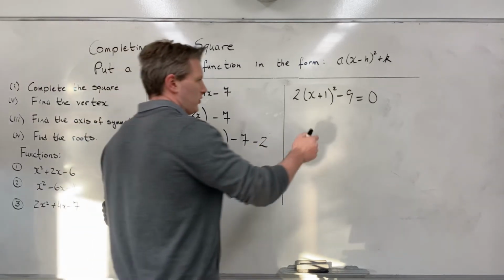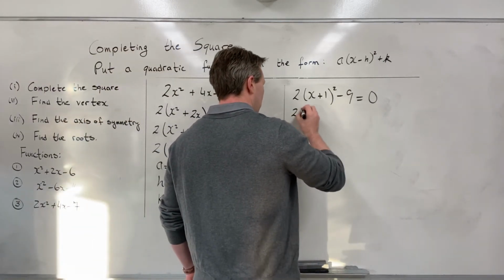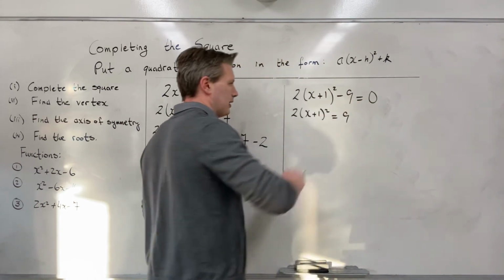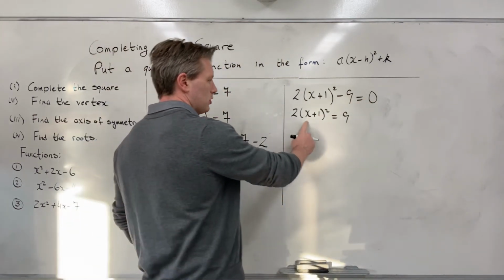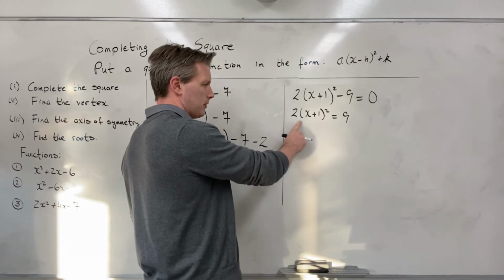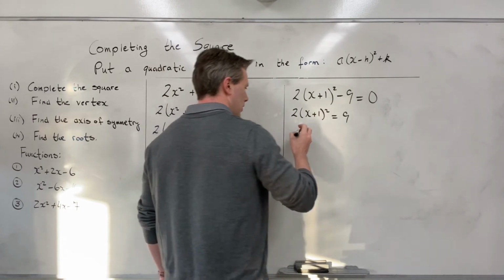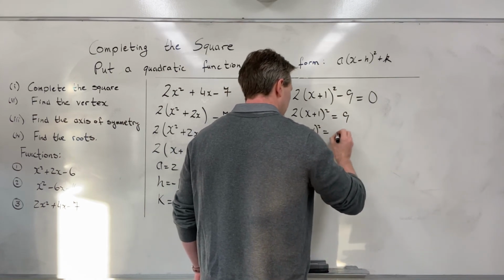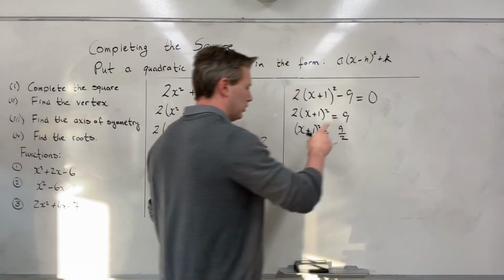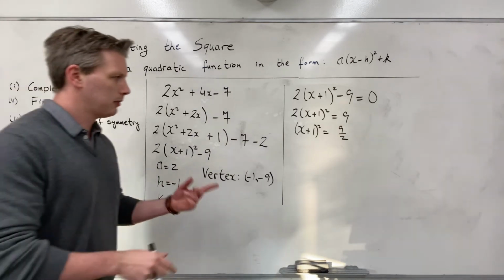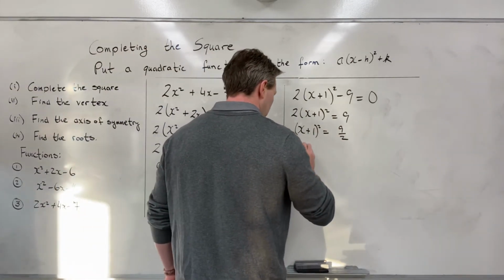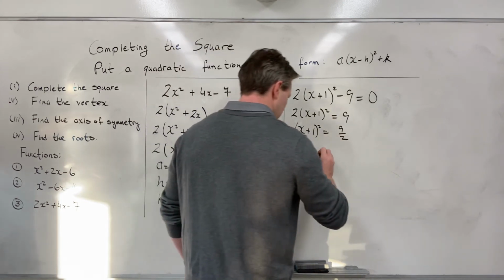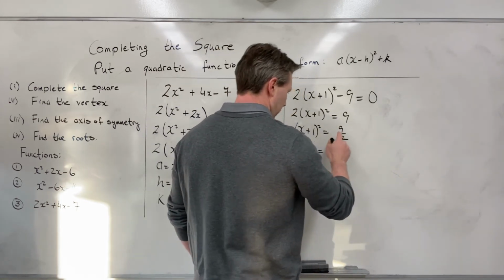Okay, solving this, that gives me 2 on x plus 1 squared equals 9, adding 9 to both sides. I'm going to divide both sides by 2, because I have a leading coefficient of 2. So I'm going to say that x plus 1 squared is therefore equal to 9 over 2. I'm dividing both sides by 2. And I'm going to take the square root. So x plus 1 is equal to the square root of 9 over 2.